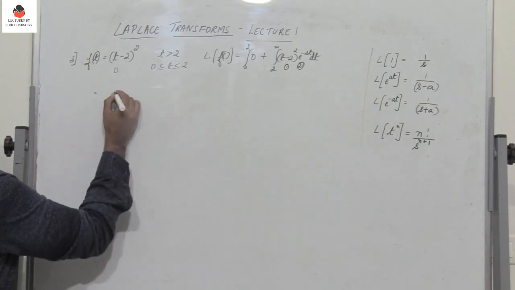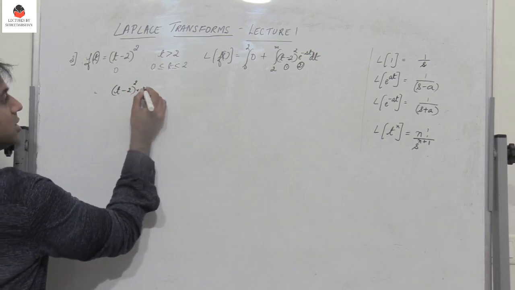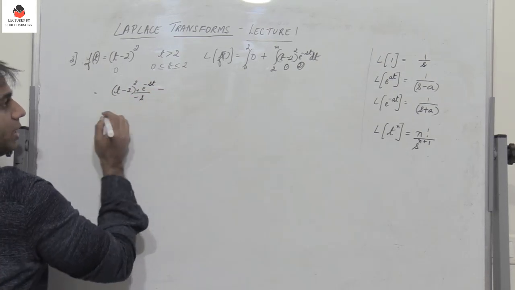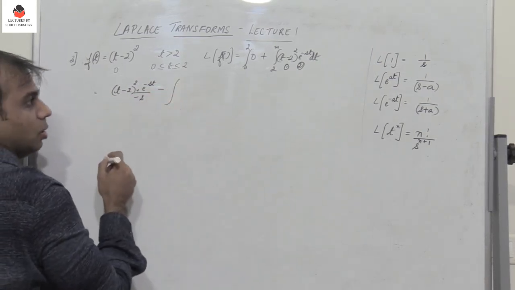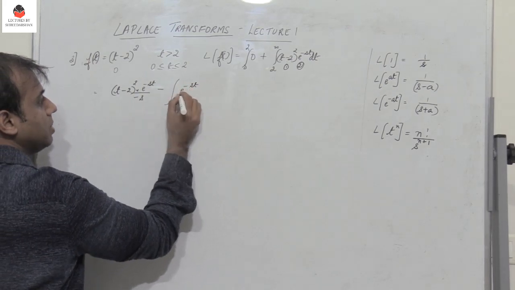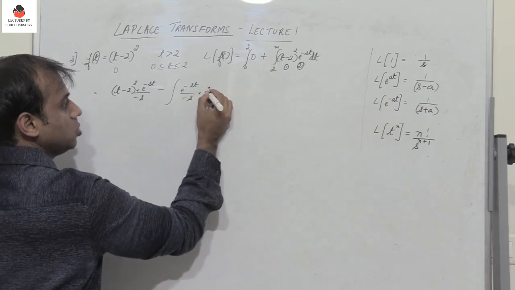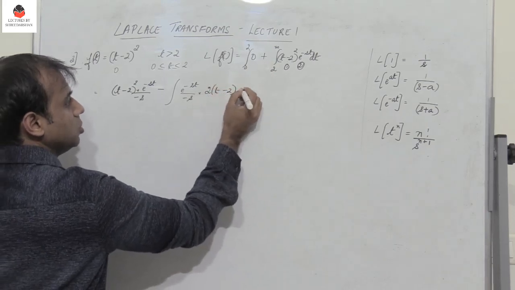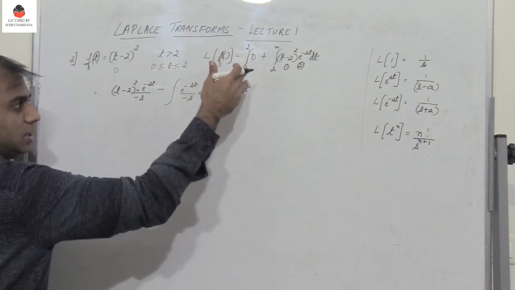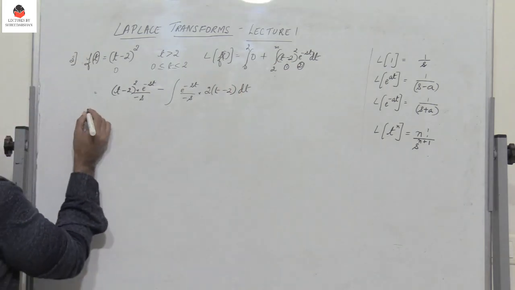So this is the first function, (t minus 2) the whole square, into the integral of the second function, which is e power minus st by minus s, minus the integral of the second function, which is e power minus st by minus s, into the differential of the first function, which is 2 into (t minus 2) dt. Of course, you have the limits varying from 2 to infinity, which we shall substitute later.